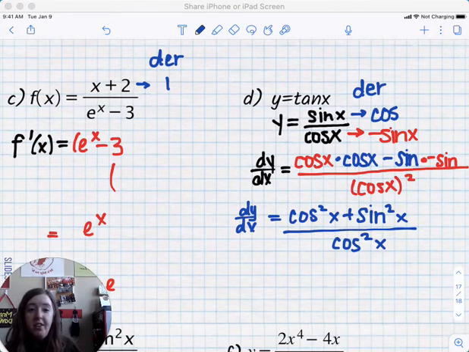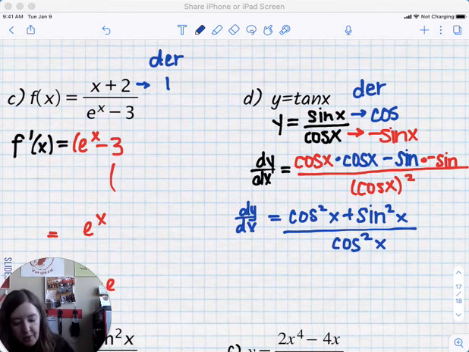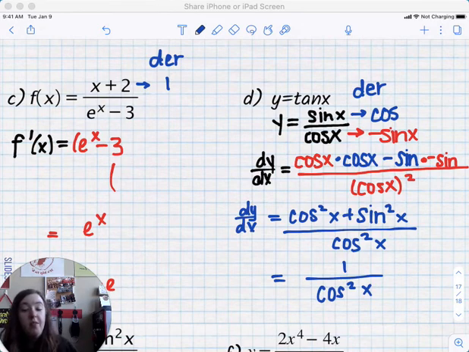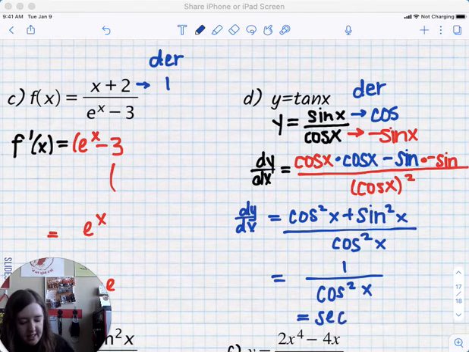Hopefully from last year in our verifying identities unit, you remember that cosine squared plus sine squared is equal to 1. And that is in your formula notebook. And remember, the reciprocal of cosine is secant. So 1 over cosine squared is the same thing as secant squared. So the derivative of tangent is secant squared.